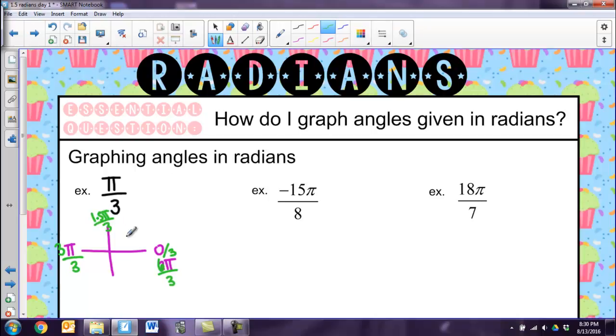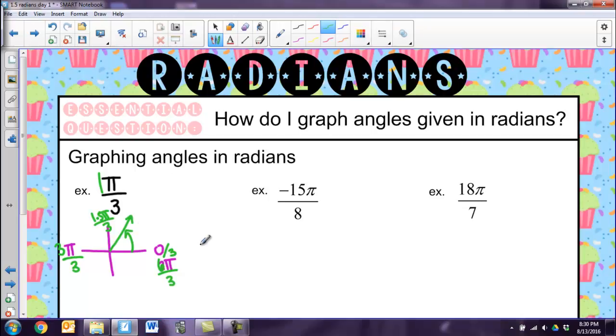So now I can look and I can decide, where is this angle going to fall? This is 1 pi over 3. So 1 is closer in between 0 and 1.5 than it is 1.5 and 3. So I could just go ahead and graph that angle in there. And then remember, we're going to show that that's the direction it went, because it was positive.